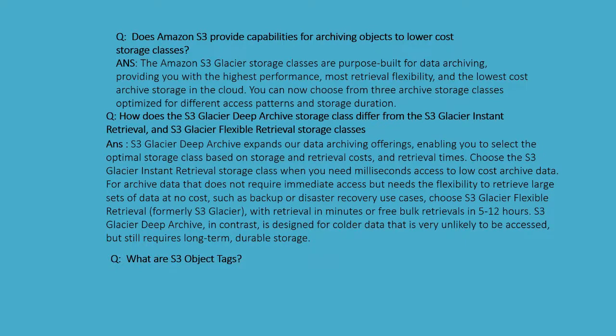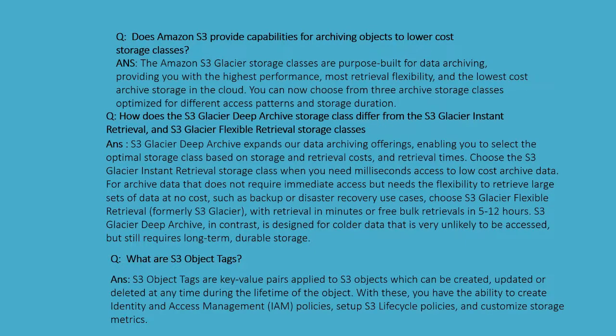What is S3 Object Tagging? S3 object tags are key-value pairs applied to S3 objects, which can be created, updated, or deleted at any time during the lifetime of the object. With these, you have the ability to create Identity and Access Management policies, set up S3 lifecycle policies, and customize storage metrics.